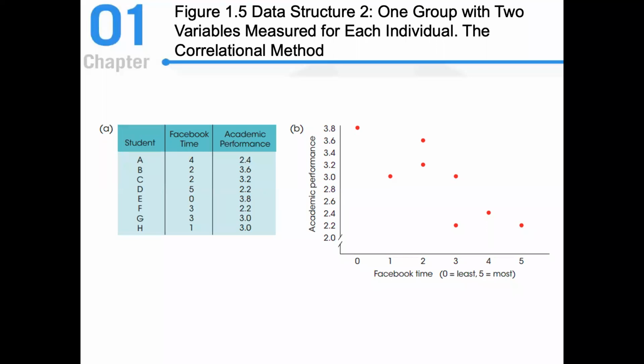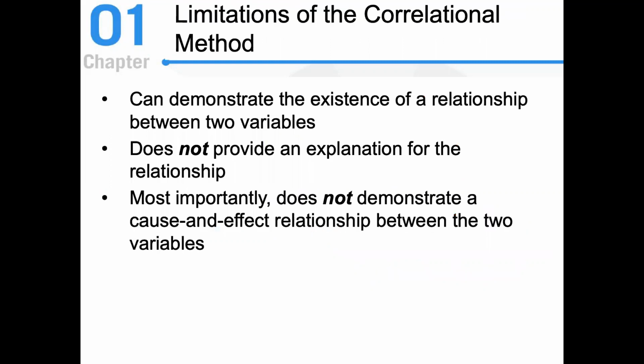So correlational is just sort of, are the variables moving conversely with each other, or are they diverging or inverse away from each other, but they seem to be moving, not necessarily causing one or another, but moving at the same time with each other. That is your correlational method. Some limits of the correlational method: it can demonstrate the existence of a relationship between two variables, but does not provide an explanation for the relationship. Most importantly, it does not demonstrate a cause and effect relationship between the two variables.